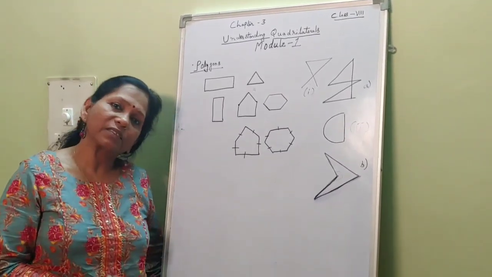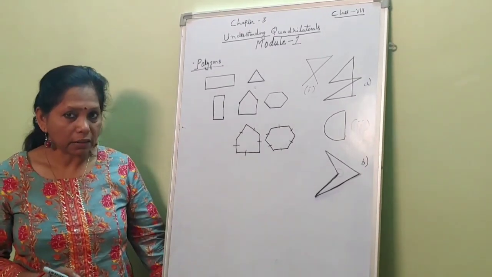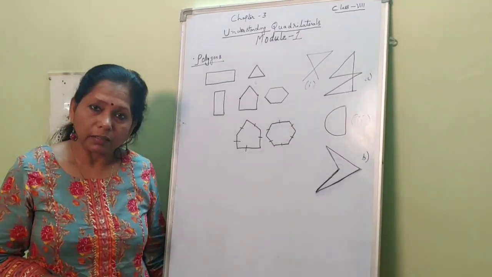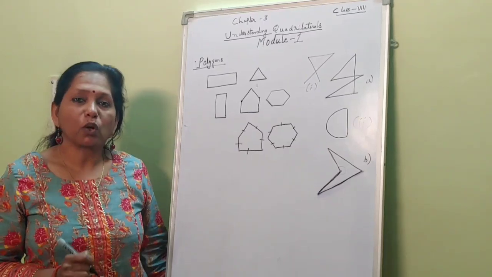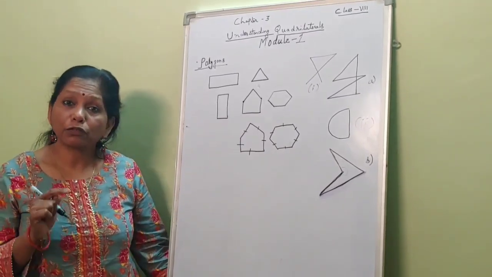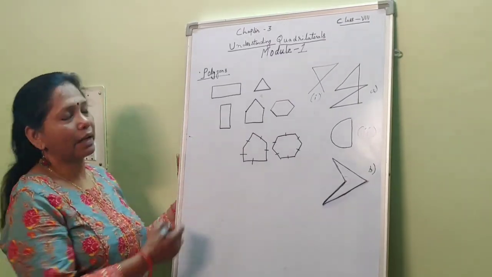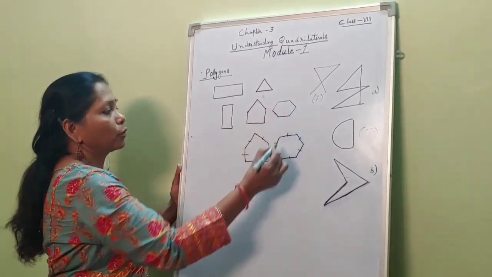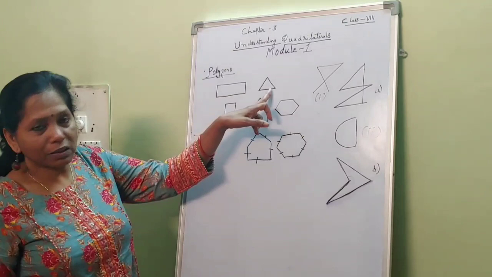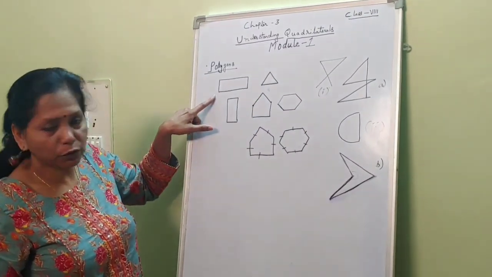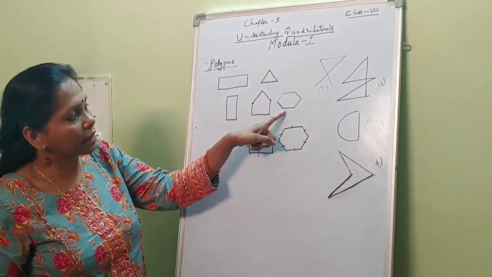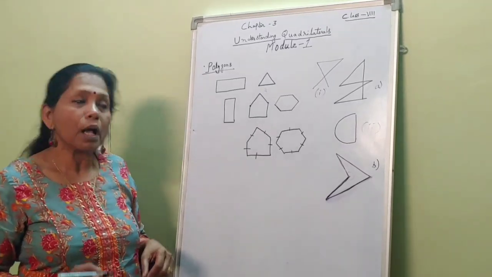In our previous class we have learned about polygons. What is a polygon? It is a simple closed figure made up of 3 or more line segments. As you can see on the board, I have drawn a few polygons for you. It is a polygon with 3 sides. It's a polygon with 4 sides, 5 sides, 6 sides and so on.